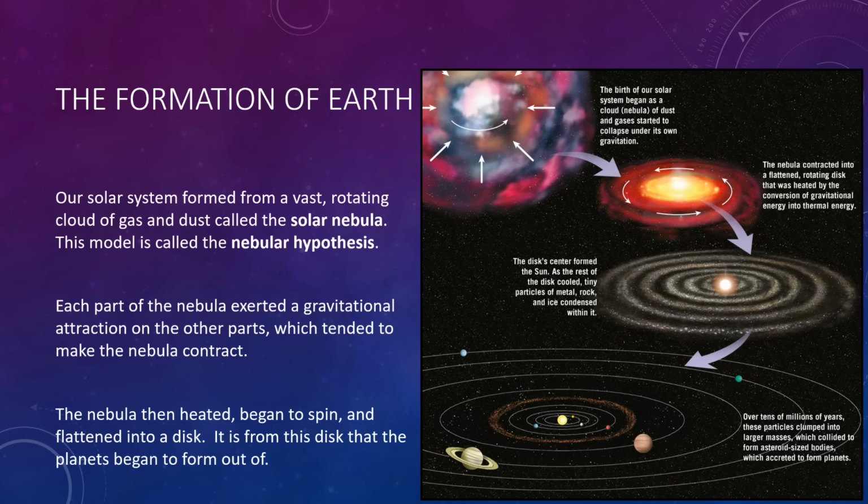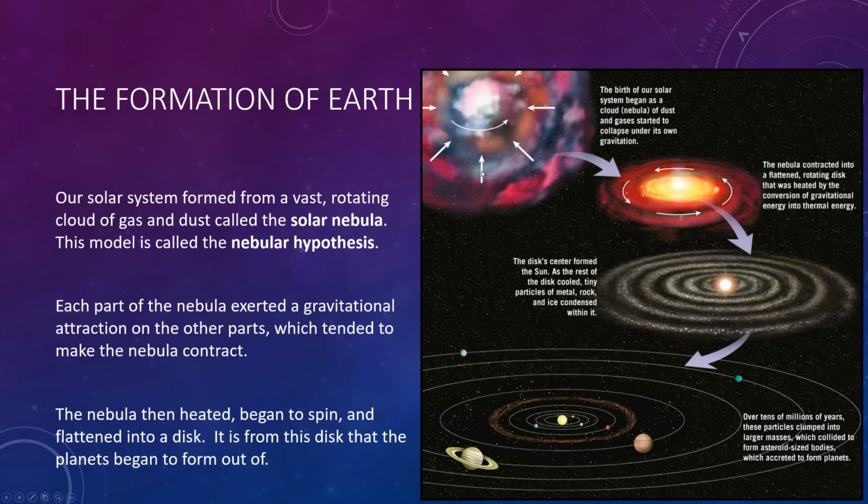Our entire solar system formed from a vast rotating cloud of gas and dust that we call the solar nebula. The model of this formation is known as the nebular hypothesis. We will touch on this a lot more later in the course. Each part of the nebula exerted a gravitational attraction on other parts, which tended to make the nebula contract. The nebula then heated, began to spin, and flatten into a disk. It is from this disk that the planets began to form and that we were able to come from.